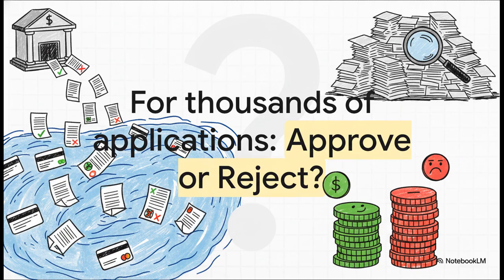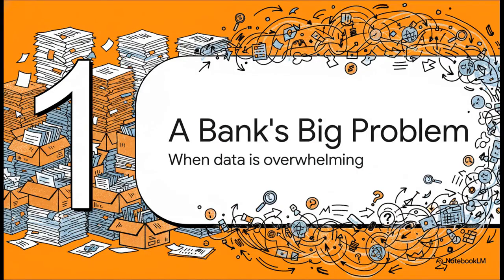Imagine you're a bank, okay? You've got this absolute mountain of credit card applications coming in every single day. And for each one, you have to make a call, approve or reject. And believe me, getting it wrong has some serious consequences. Now, we're not just talking about a little pile of paperwork here. The bank is staring down a massive data problem. And as you're about to see, it's a problem that's spinning out of control.